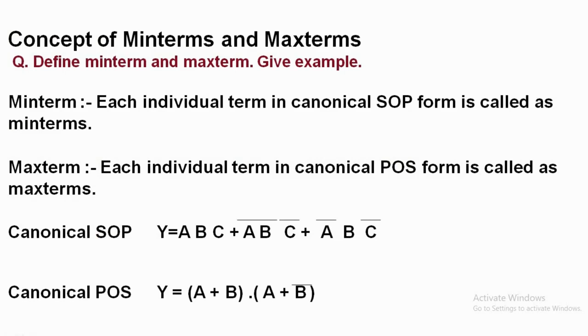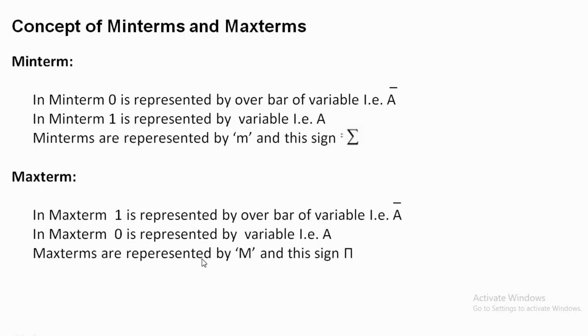Now we will see the concept of min terms and max terms. Min term is defined as each individual term in canonical SOP form is called a min term. An example of a min term is a term in canonical SOP form. Now, the second definition, max term: each individual term in canonical POS form is called a max term. So canonical POS form is nothing but max terms and canonical SOP form is nothing but min terms.